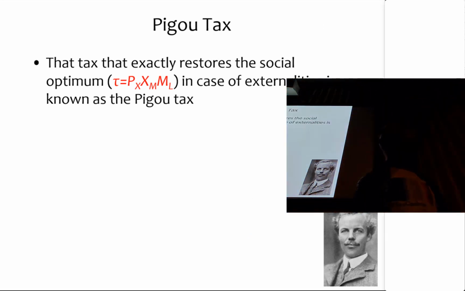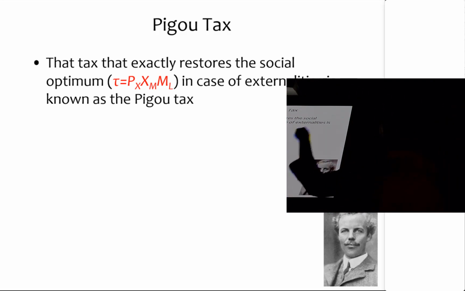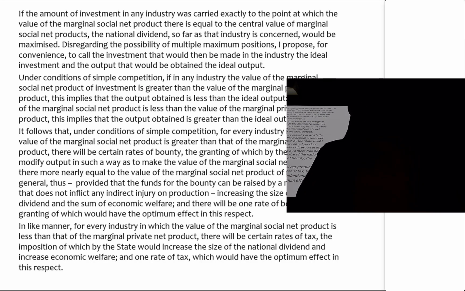Alfred Pigou. It's Vilfredo Pareto and Alfred Pigou, right? So that tax that exactly restores the social optimum, the Pareto optimum, in case of externalities is known as the Pigou tax. Now Pigou wrote about this, and this is what he wrote.